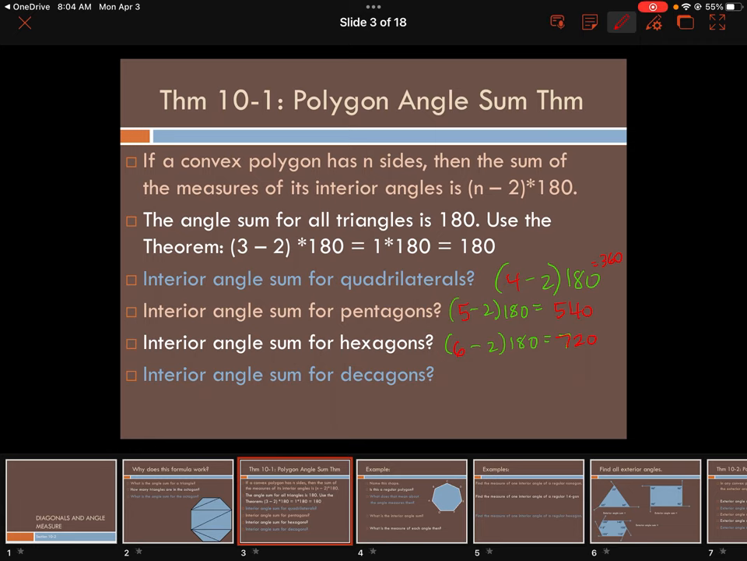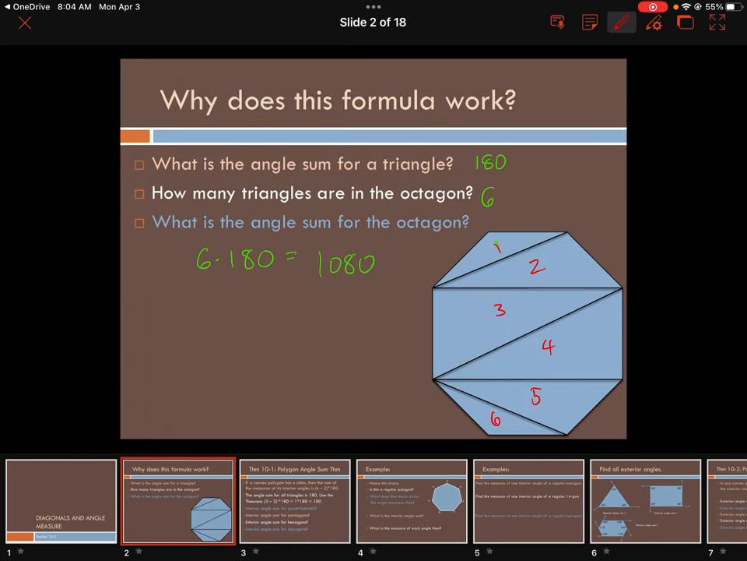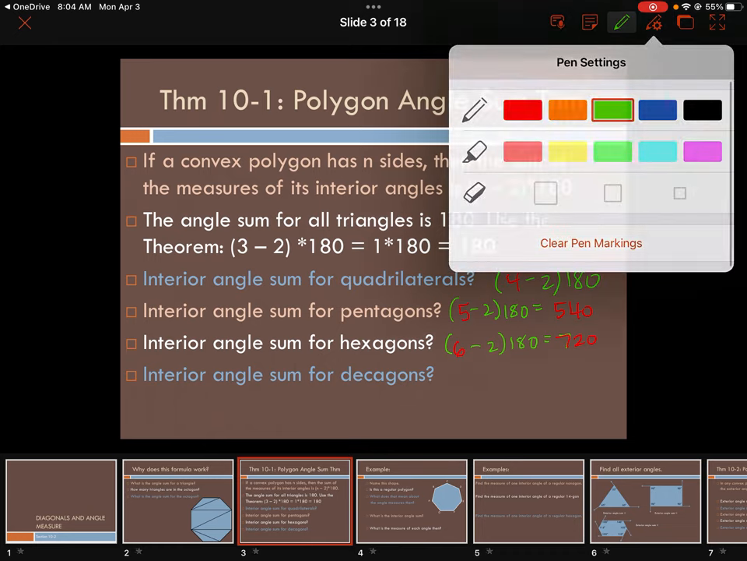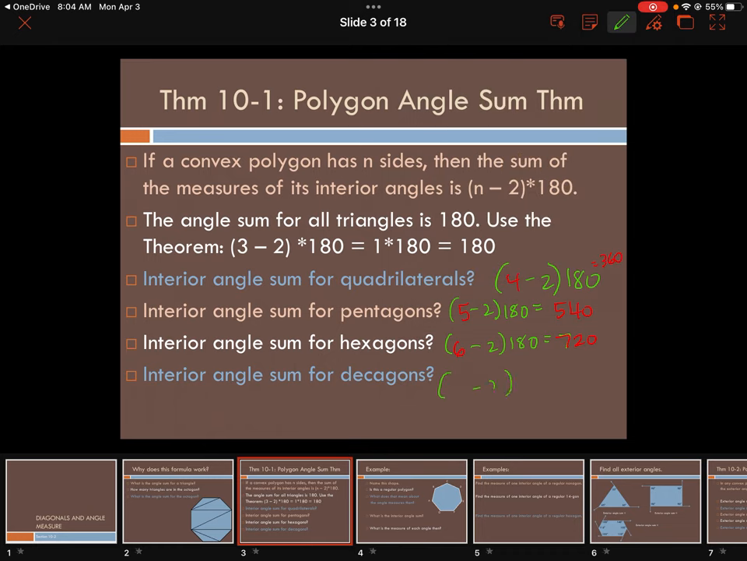Now, we're going to skip heptagon, which is a 7-sided shape. Octagon, we already calculated. We know it's 1080. We could jump right to decagon. So the nice part about this theorem is you can jump to any shape you want. You don't have to go in order and keep adding 180 degrees because you get an extra triangle for every shape. So 10 minus 2 would give you 8. And 8 times 180 gives you 1440. So every decagon in the world has 1440 degrees.